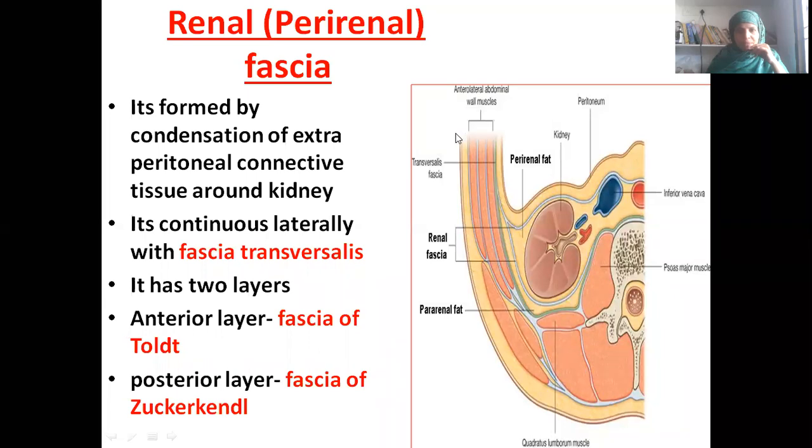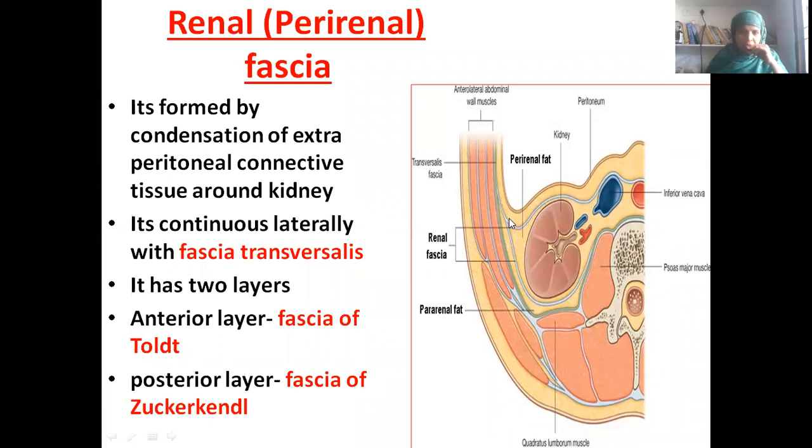Do you remember we have skin, superficial fascia, the fatty layer, the membranous layer. What are these three muscles? Anterior: external abdominal oblique, external oblique, internal oblique, transversus abdominis. Below that, you remember we have fascia transversalis. So see here, is this perirenal fascia not becoming continuous with fascia transversalis? Yes, perirenal fascia becomes continuous laterally with fascia transversalis.